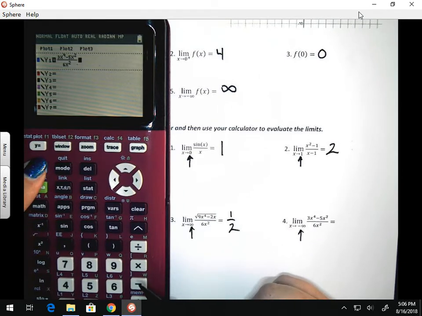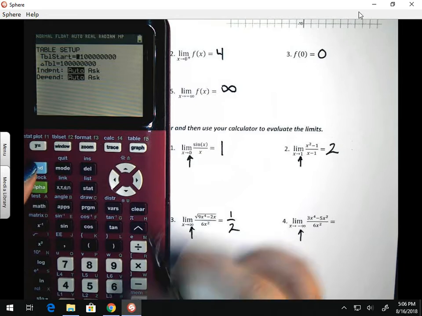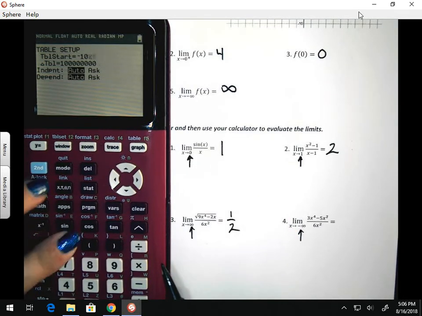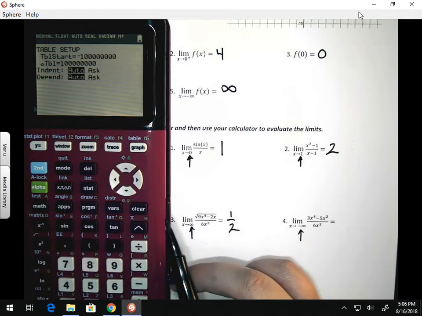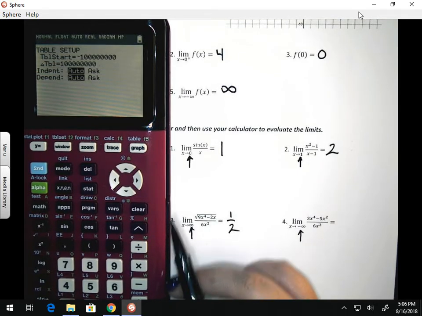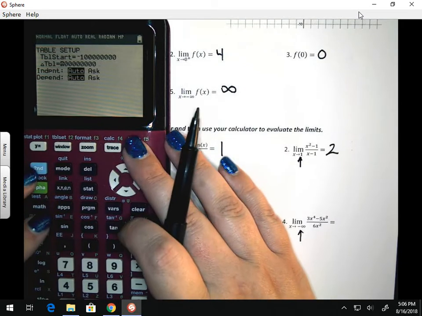So we're going to do second window, and we're going to change our table start. So now it needs to be a negative number. So I'm going to do negative 10E7. And again, our calculator puts it in there. I just don't want to type all those zeros, to be 100% honest. So it's easier to do 10E. And then we're going to go to our table.